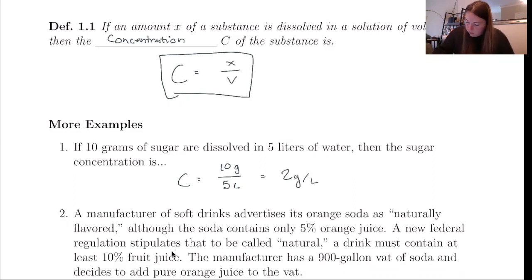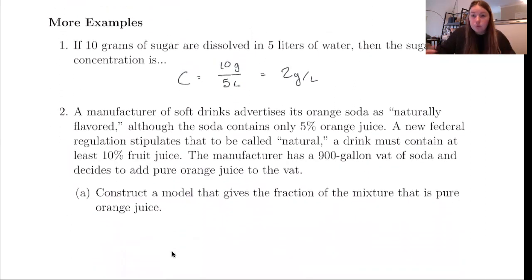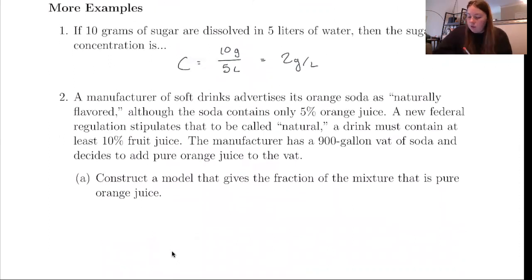All right. So speaking of orange juice, a manufacturer of soft drinks advertises its orange soda as naturally flavored, although the soda only contains 5% orange juice. I like to highlight all numbers. A new federal regulation stipulates that to be called natural, a drink must contain 10% fruit juice. The word natural on food actually has no stipulations to it right now, most of them. To be local, it just needs to be within 200 miles, which is crazy.